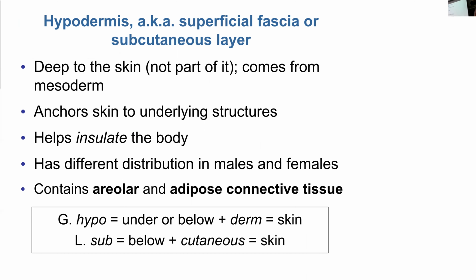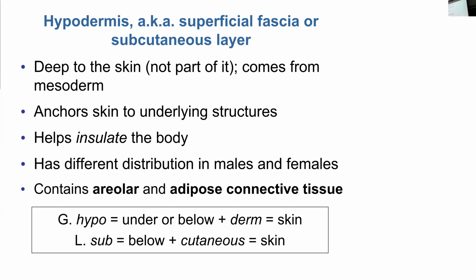As I mentioned, it's deep to the skin and it's derived from the mesoderm. So remember that your skin, along with your nervous system, is derived from the ectoderm. We talked about those three primary germ layers of the developing embryo. The skin, the integumentary system, derives from the ectoderm, whereas the hypodermis derives from the mesoderm. That's the reason why it's not considered part of the skin, technically. It's derived from different tissues.